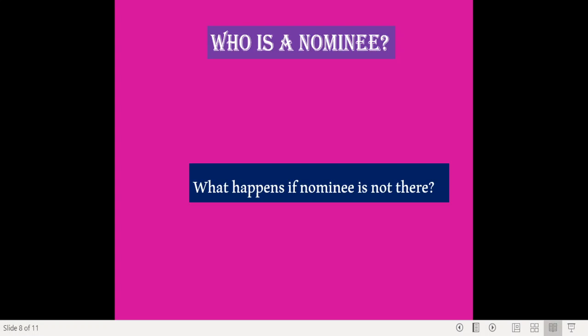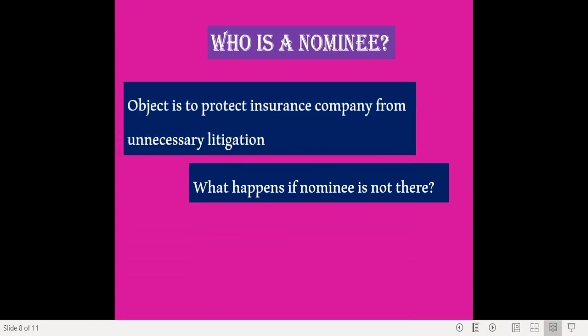Please remember, if the payment is made to a wrong person, then the insurance company will be held responsible for not application of mind while disbursing the money. So what they have to do? They have to ask for succession certificate from the court and then follow the procedure. Now, this is the problem with the insurance company. So the object of nominee is to avoid unnecessary litigation for the company.